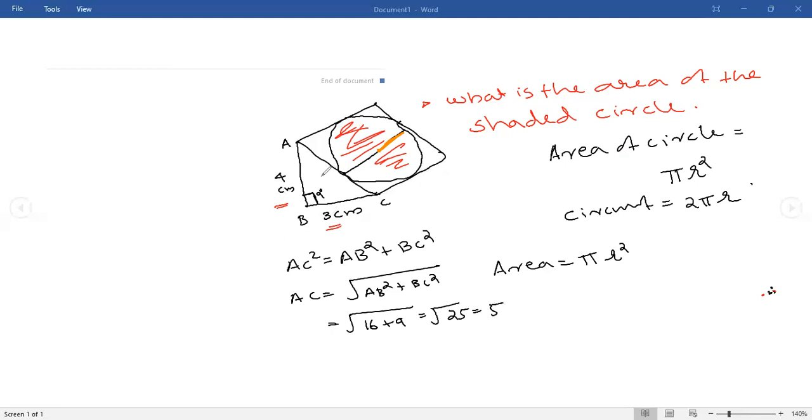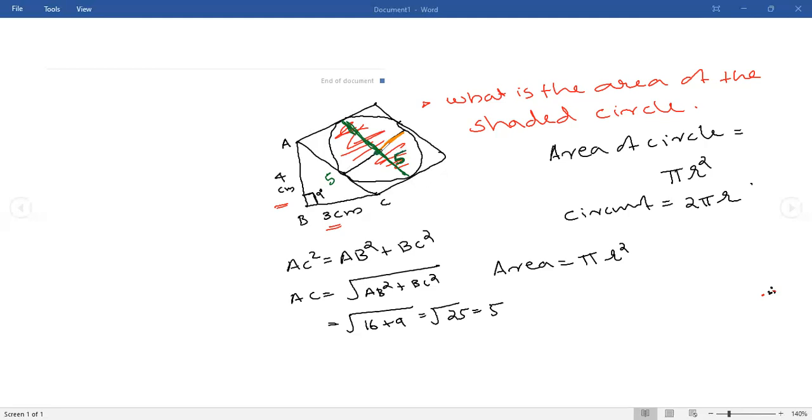So we have got the value of this side as 5, isn't it? The value of AC is 5. So if the AC is 5, look here very well. If I am drawing a line here at the center of the circle, this is also same as AC, right? So this is also 5. So what will be the radius?